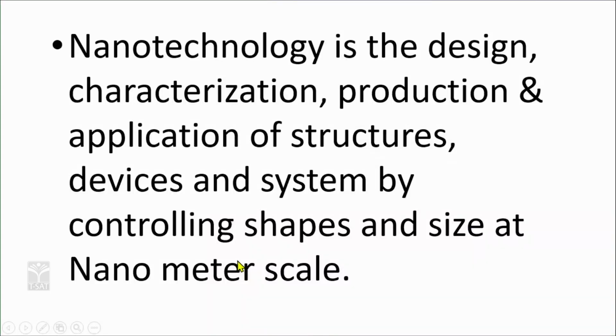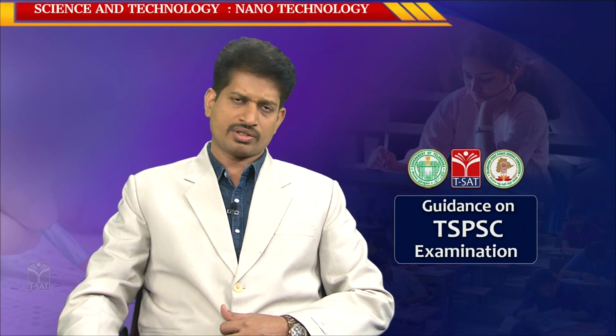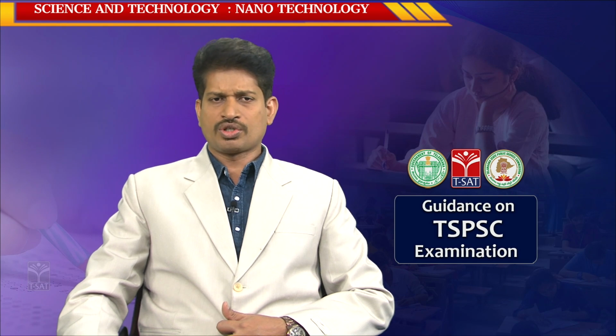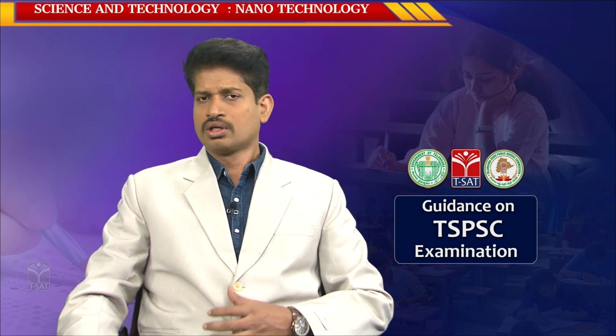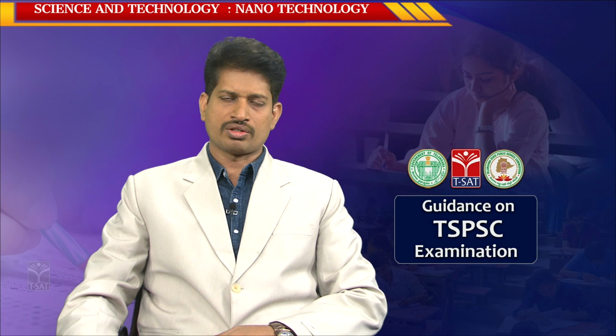Nanotechnology is the design, characterization, production and application of structures, devices and systems by controlling shape and size at nanometer scale. So, you are controlling materials at nanoscales, that is where you are getting the advantage of nanotechnology. The concept of nanotechnology was first explained by Richard Feynman. He is the one who first explained this, which is one of the important aspects which can be asked even in objective bits. And when you are writing about nanotechnology, you must mention who first hypothesized this technology.